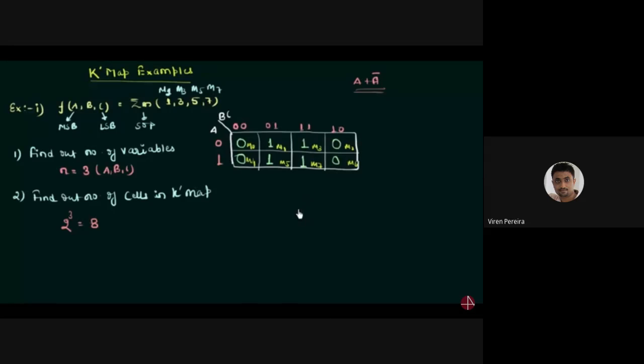Now what do we have to do next? We have to pair them up, and you already know the rule for pairing. In case of 3 variables, the maximum possible pair of ones is 8, in which case all the cells have ones.